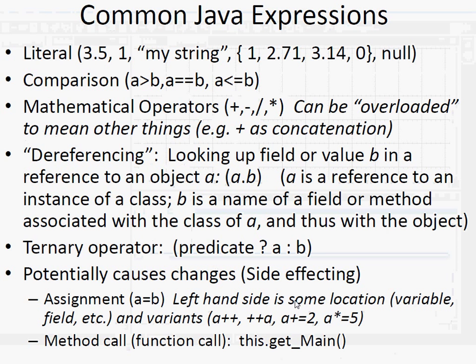So there are times it's a little bit confusing. Certain operators sometimes mean one thing, sometimes mean something else. Plus for strings means to concatenate them, to append them. There's a ternary operator, which is useful. It's kind of like an if statement, but it's an if expression. And it says, is one thing true? If so, use the value A, otherwise use the value B. So it picks either A or B, depending on whether this is true.